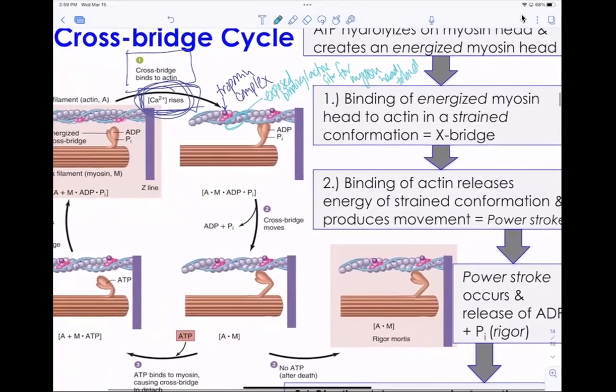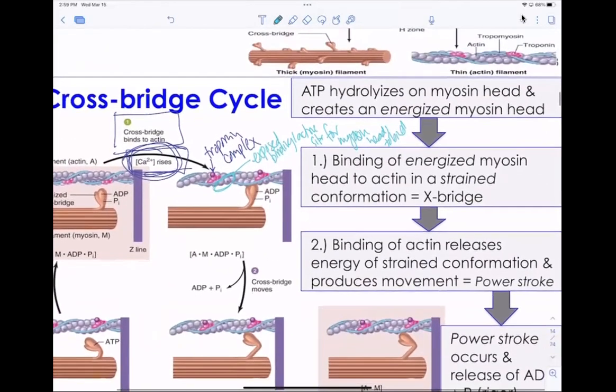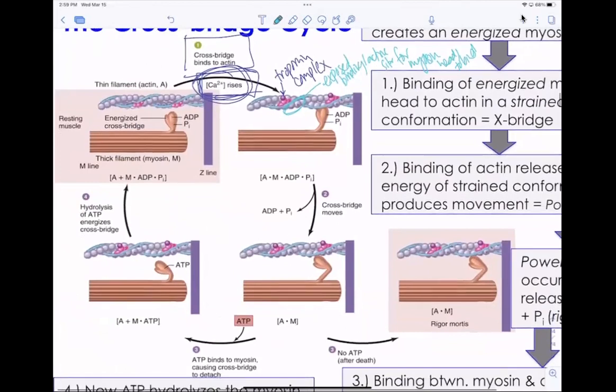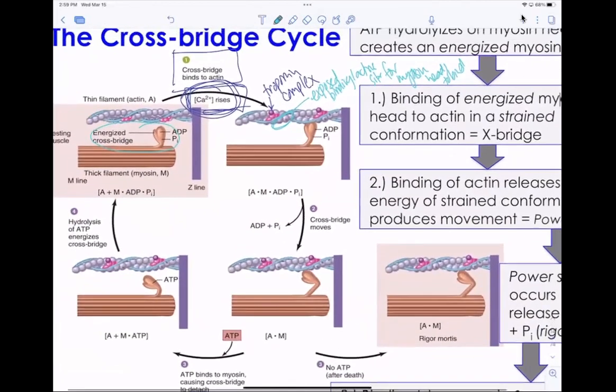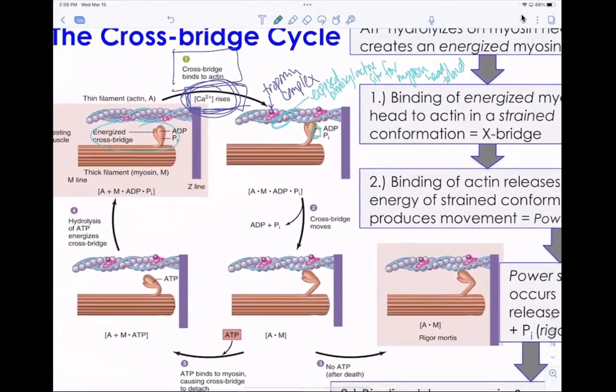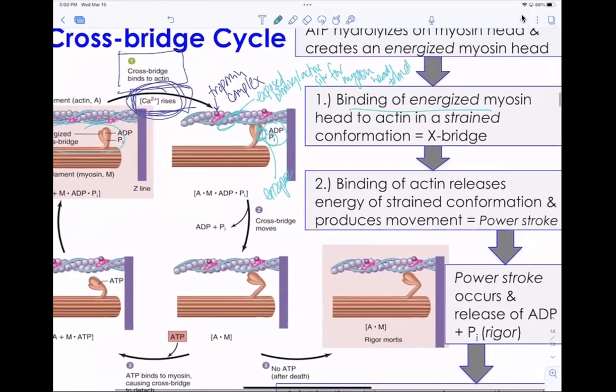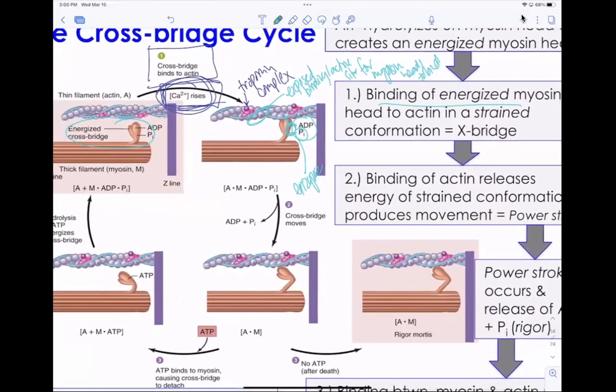Now, I kind of got ahead of myself because I forgot to mention that you need to energize those myosin heads. You have an enzyme that takes the energy out of ATP by separating that high energy phosphate bond and puts that energy into the myosin head. It can attach, it's energized. So it's the binding of an energized myosin head, and that forms a cross bridge.